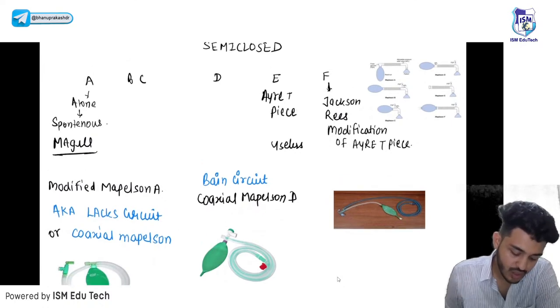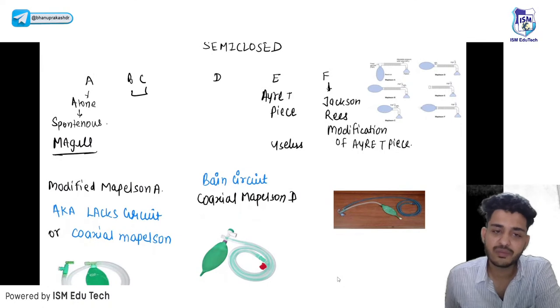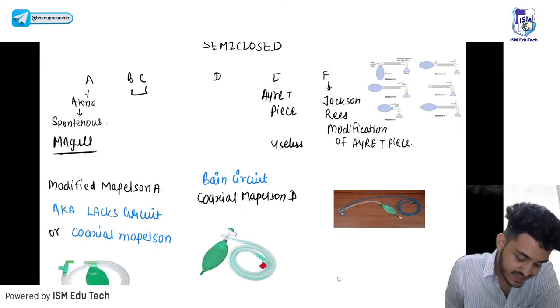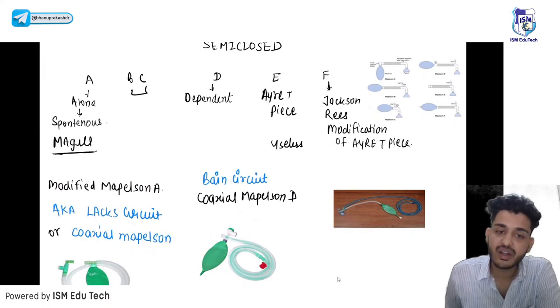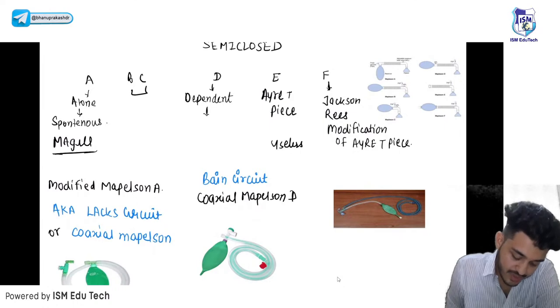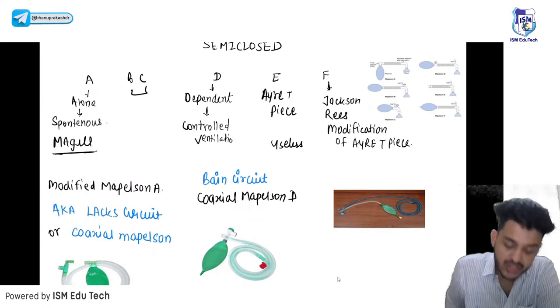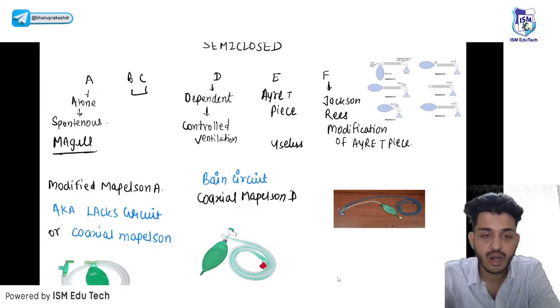Okay, B and C are not so important. Okay, D will be dependent. It will be dependent on the others. So that will be utilized for controlled ventilation. We are using the D circuit for controlled ventilation.